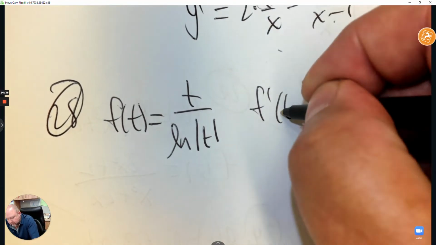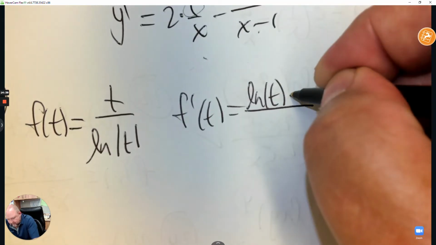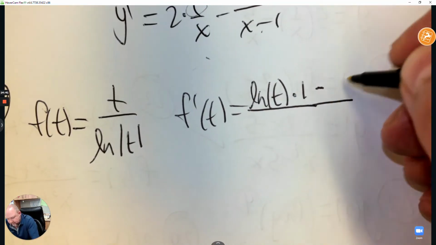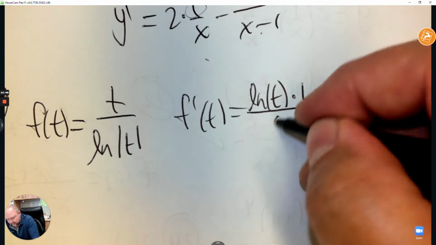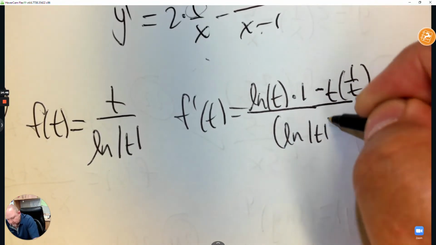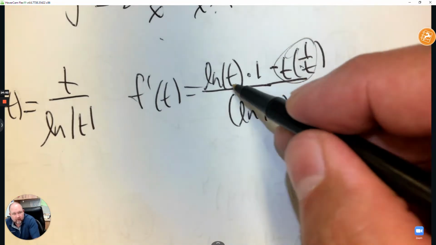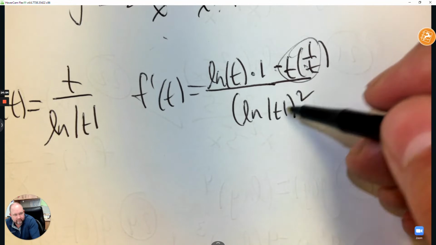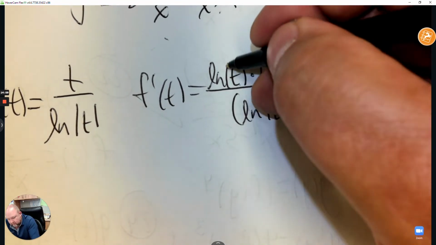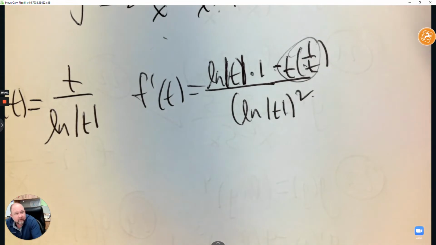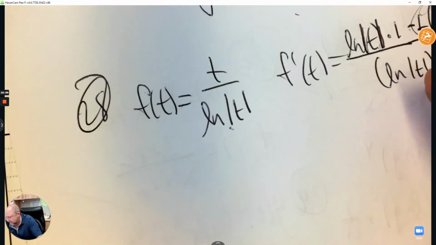This is going to be the quotient rule. That's the bottom times the derivative of the top minus the top times the derivative of the bottom, and then the bottom squared. This is just 1. To be ln t, take away 1 over ln t squared. Make sure you use the bars. So when it says the bottom, make sure the bars are included. 29.